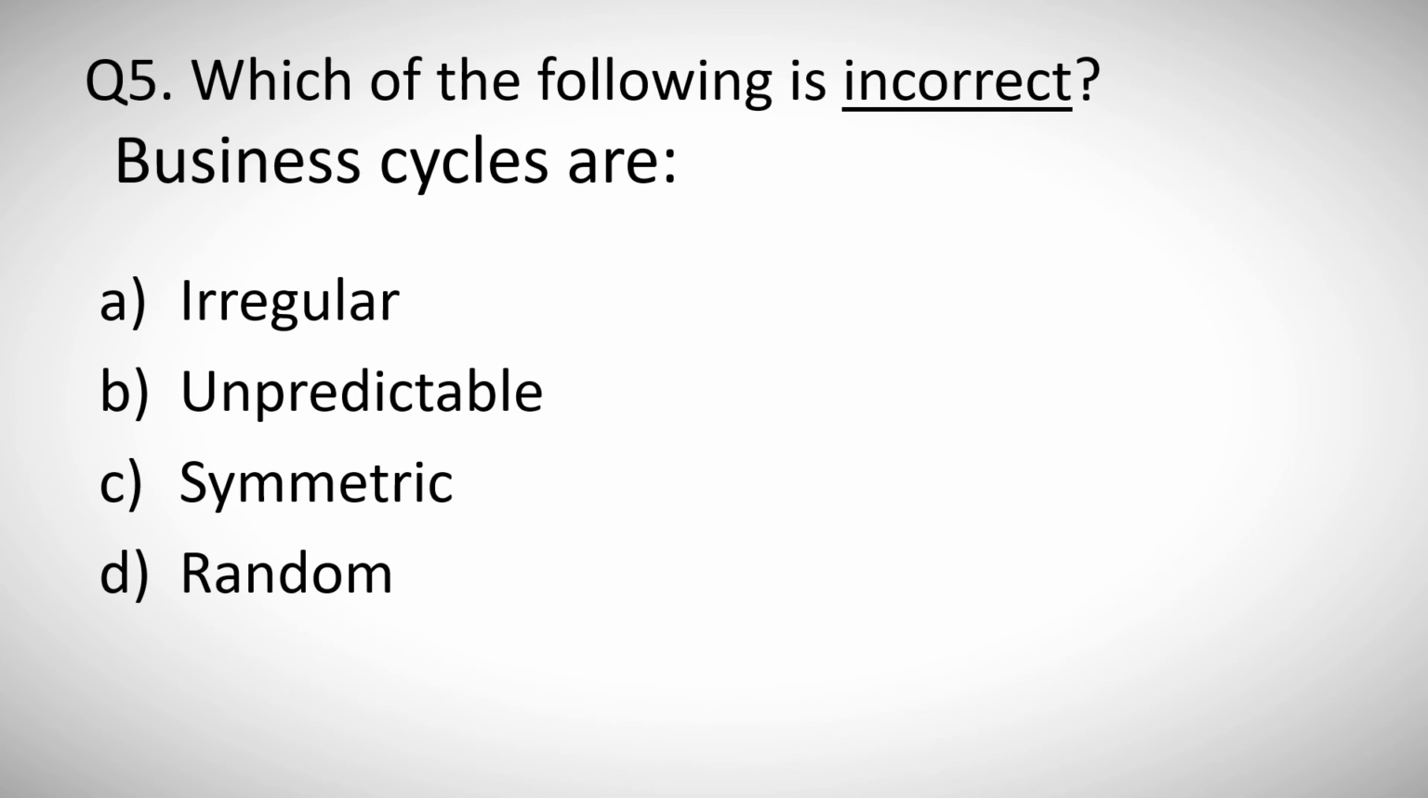Which of the following is incorrect? Business cycles are... and the answer is C. Symmetric, as business cycles are irregular, unpredictable and random, but they are not symmetric, as we know that the recession can be very quick while the recovery may take a lot of time.